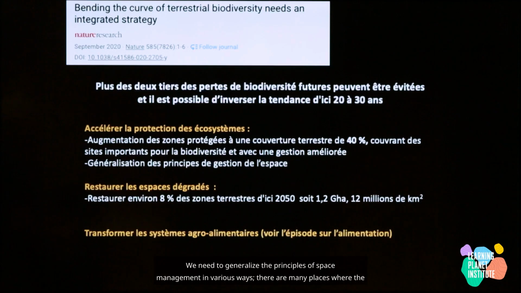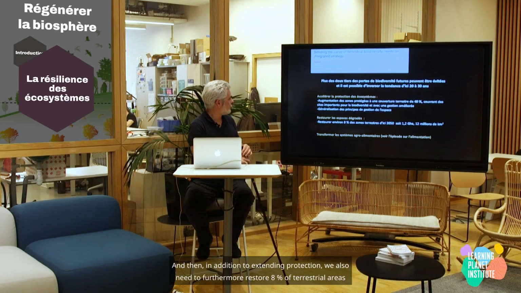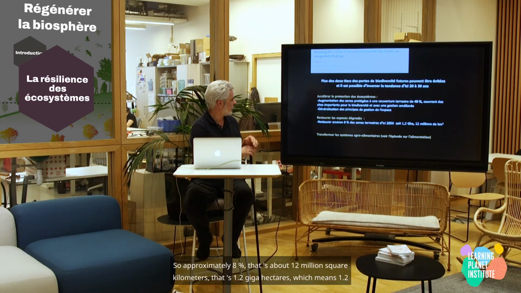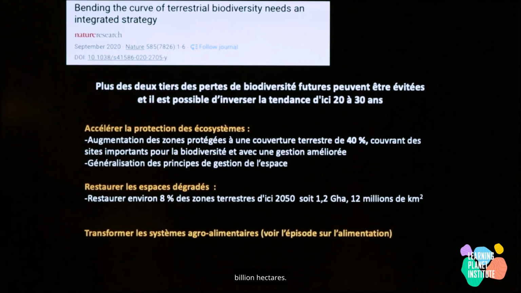We need to generalize the principles of space management in various ways. There are many places where the land and ecosystems are not managed effectively. And then, in addition to extending protection, we also need to restore 8% of terrestrial areas by 2050. So approximately 8%, that's about 12 million square kilometers. That's 1.2 gigahectares, which means 1.2 billion hectares.